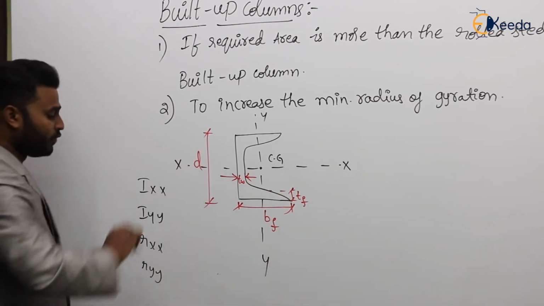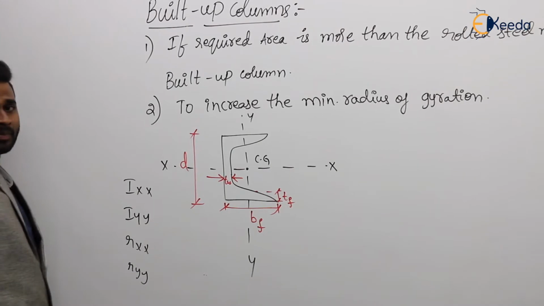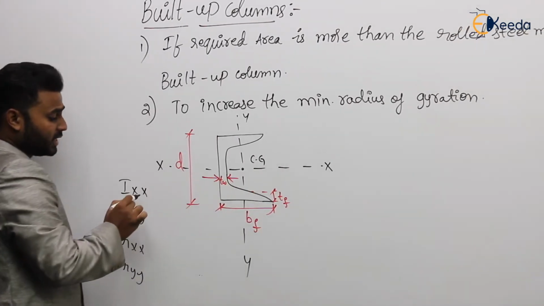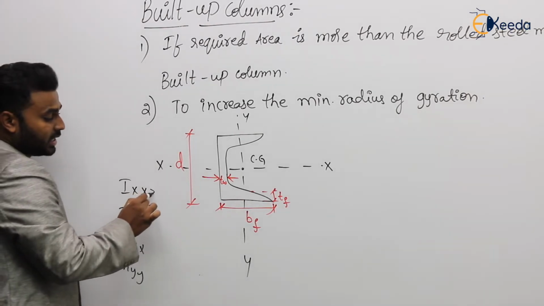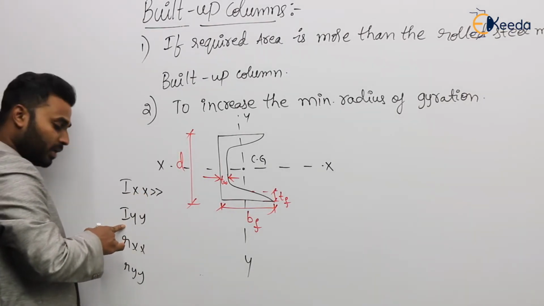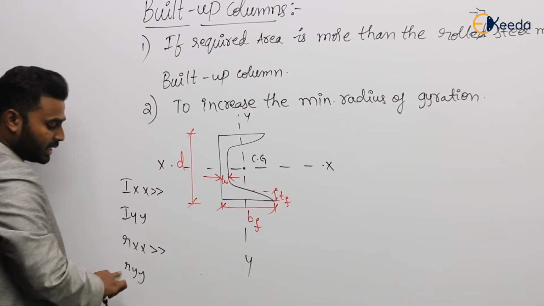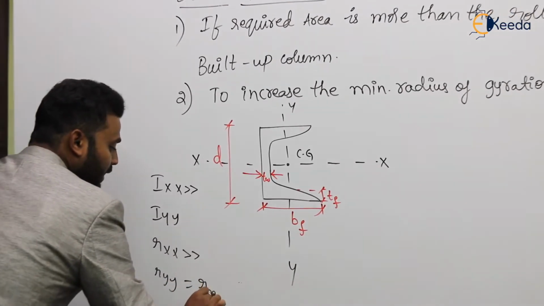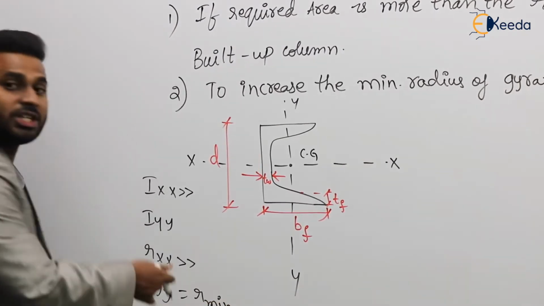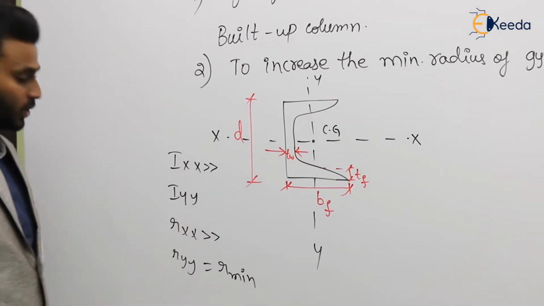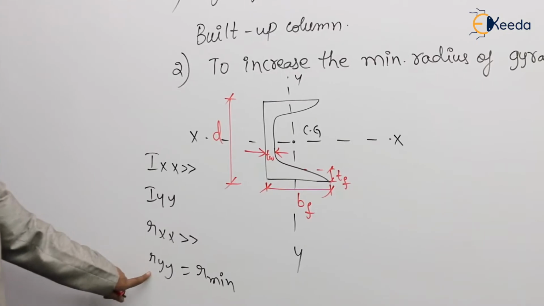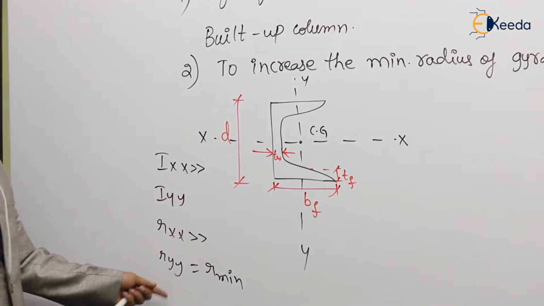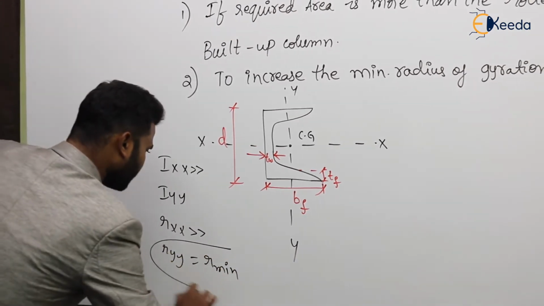So out of these two, which is the minimum radius of gyration? You tell me. So we know that XX is the major axis, then obviously Ixx is much greater than Iyy. From this you can say rxx is much greater than ryy. So you can say that here ryy is the r minimum. Agree or not? So this we discussed in the introduction itself. So here ryy, the radius of gyration of this channel about the YY axis, is the minimum radius of gyration.